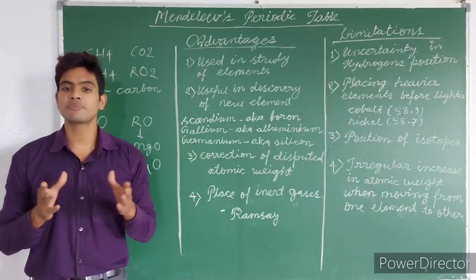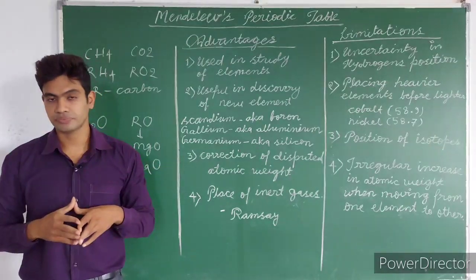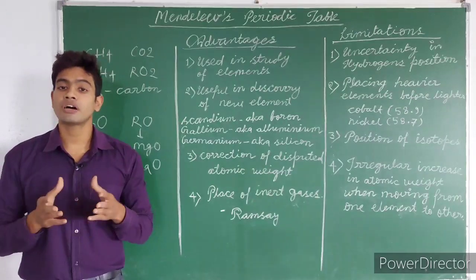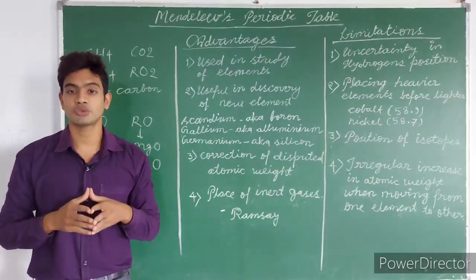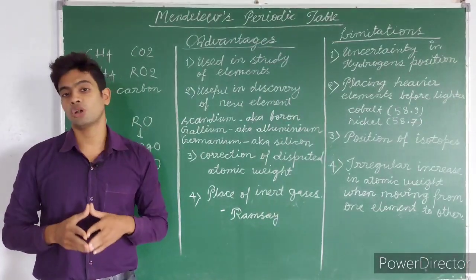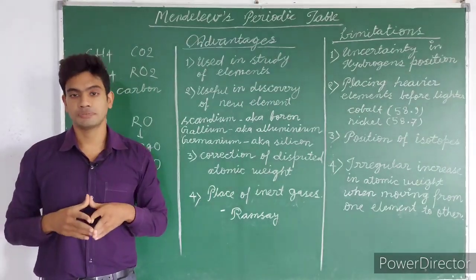On the basis of this periodic law, he formulated his periodic table. Now, the periodic table of Mendeleev was first published in a German journal in 1872. In Mendeleev's periodic table, every vertical column was called group and every horizontal row was called period.